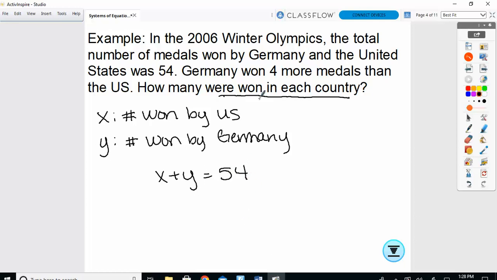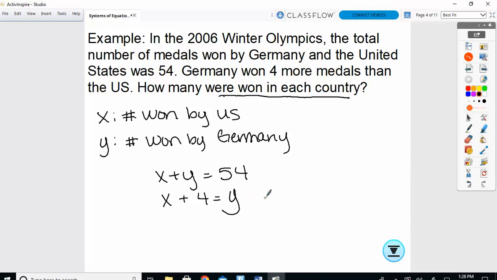All right. The second thing I know is Germany won 4 more than the United States. Okay. The United States plus 4 would equal Germany, which was y. Does that make sense? Because Germany won more, so we would have to add them onto the US. All right, and now I have my 2 equations. Would this one be set up to use substitution or elimination?